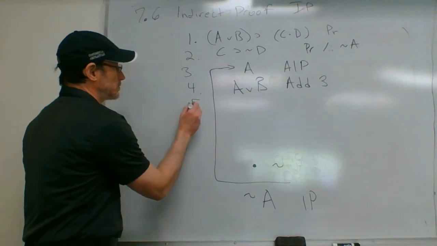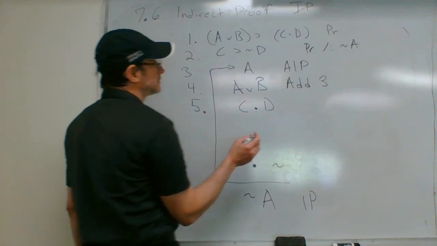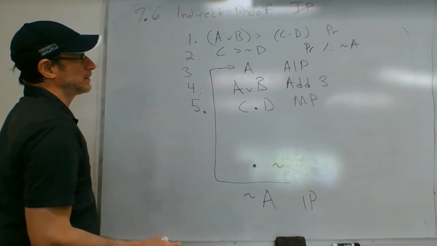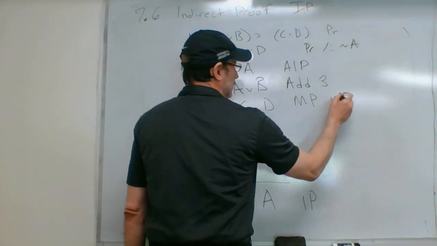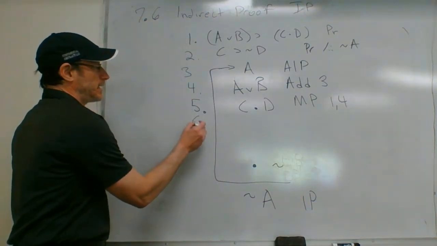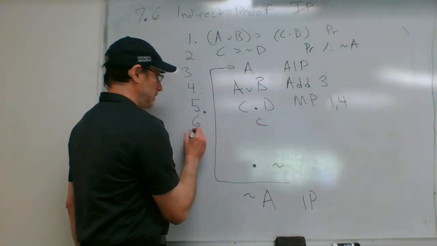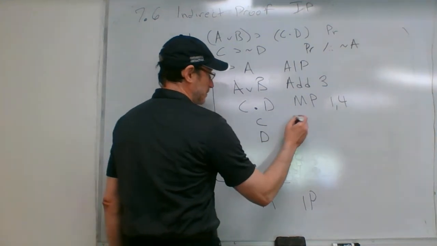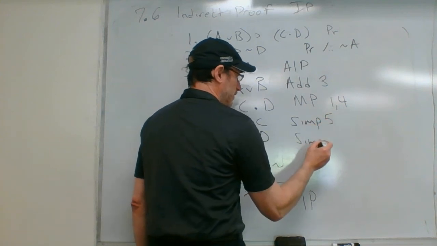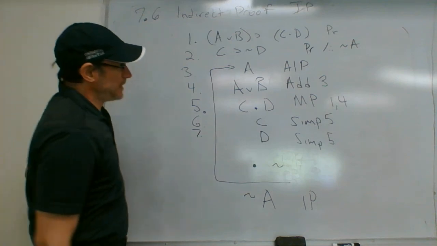and now I can do modus ponens, C dot D, modus ponens on 1 and 4. And I can simplify C dot D to get C, and I can simplify it to get D. This is simplification. Simp on 5, simp on 5. Okay, I have C, I have D.